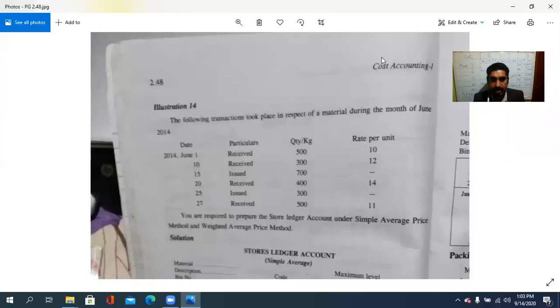So in continuation with this, we will do another problem also. The following transactions took place in respect of a material during the month of June. Received 500 units at rupees 10, received 300 units at rupees 12, issued 700 units. Then received 400 units at rupees 14, issued 300 units, and received 500 units at rupees 11. You are required to prepare the store's ledger account under the simple average price method and the weighted average price method. So we will look into how it is to be done.